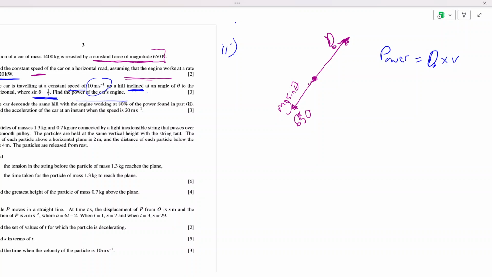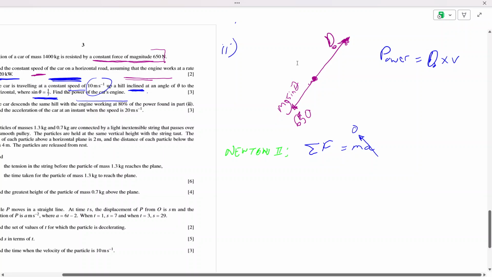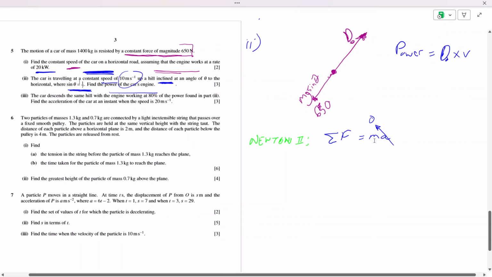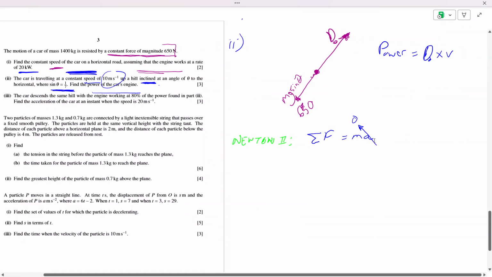To find D, I'm going to again use Newton 2. If you also don't understand the use of Newton's second law throughout this entire paper, check out the link in the description, where I thoroughly explain how Newton's second law works. So it's the summation of the forces equal to ma, right? Acceleration is 0. It says that it has a constant speed, 10 meters per second.